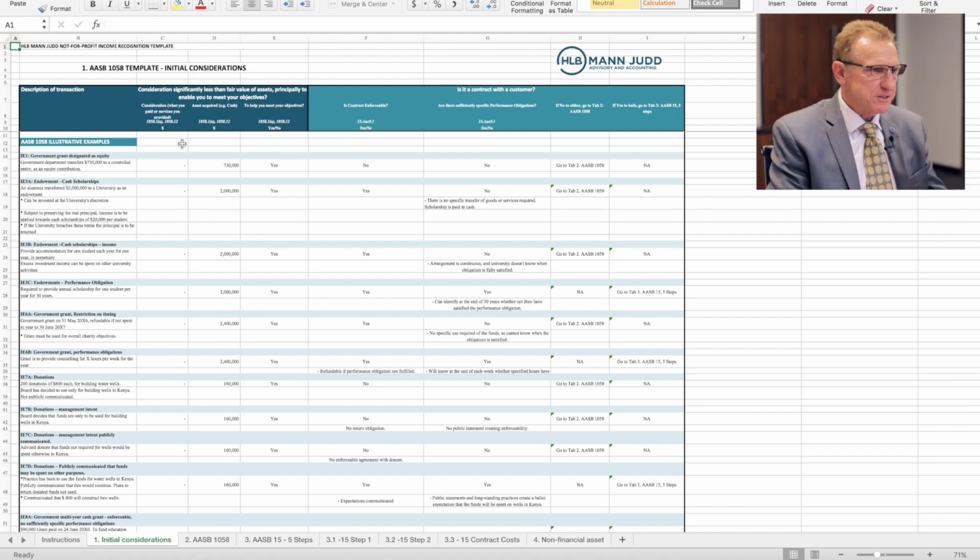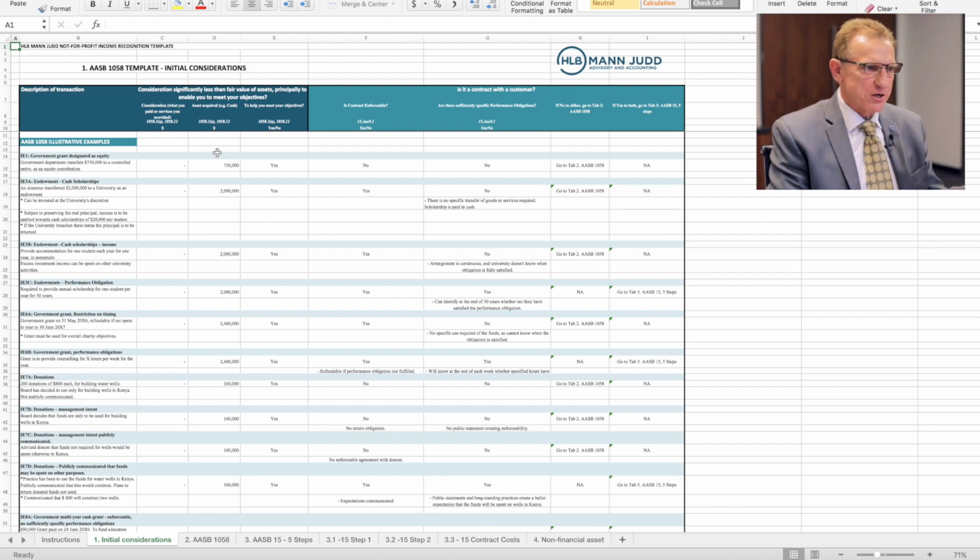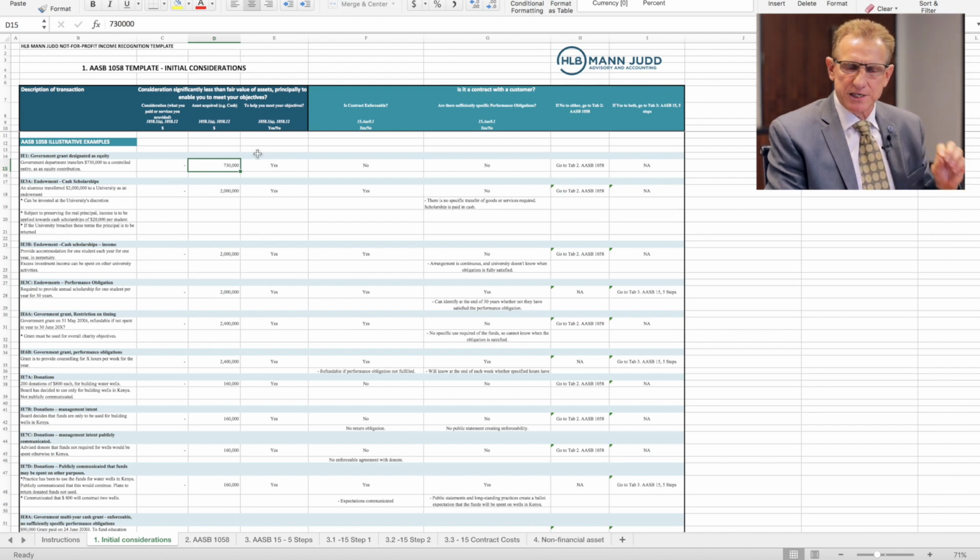What is the contribution that you are making? And let's say you're getting a donation, your contribution is zero. The second column is how much are you being given in an asset, and that's maybe the cash you've received, and that goes in the second column. And was that money given to you principally to enable you to meet your objectives? And the answer is yes to that, then we can continue, because those three conditions are the preconditions for 1058.